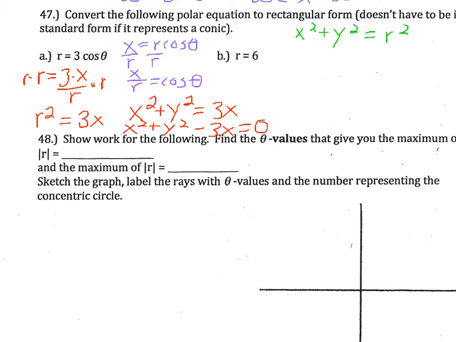For number 6, we have the equation r equals 6. We know that x squared plus y squared equals r squared. So what we can do is take r equals 6 and plug it in for r. So we have x squared plus y squared equals 6 squared, so x squared plus y squared equals 36. And that is an equation of a circle, so that's a perfectly good rectangular equation.